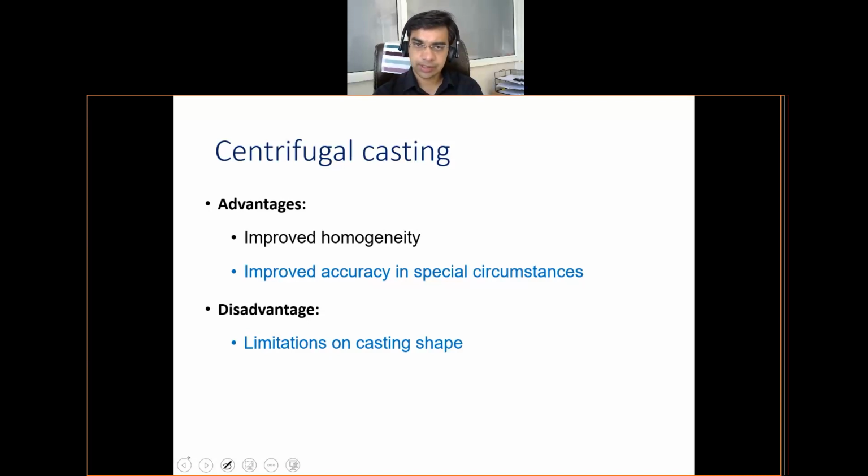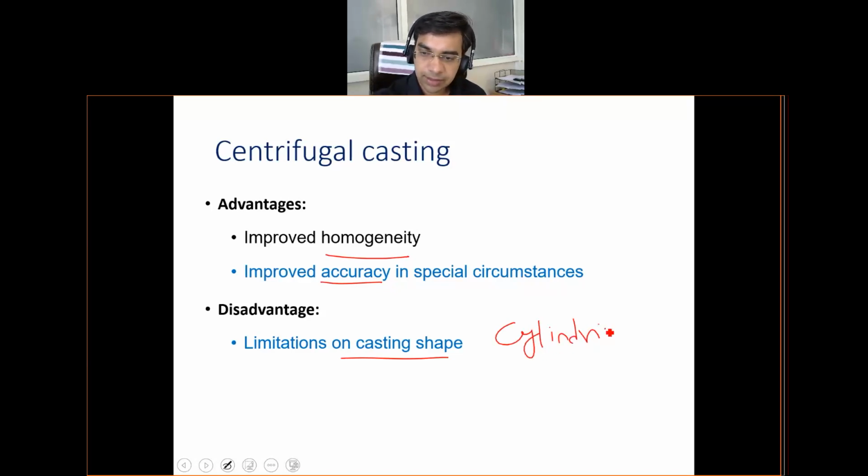Just to conclude this module on casting, on centrifugal casting, since it is a rotation based process, we get improved homogeneity. Generally the dense material or metal gets pushed away to a larger extent because of higher density, so the mass is higher, and it has very good accuracy, but it has a limitation with shapes. Only cylindrical shapes can be cast. No other shapes are possible using this centrifugal casting process.